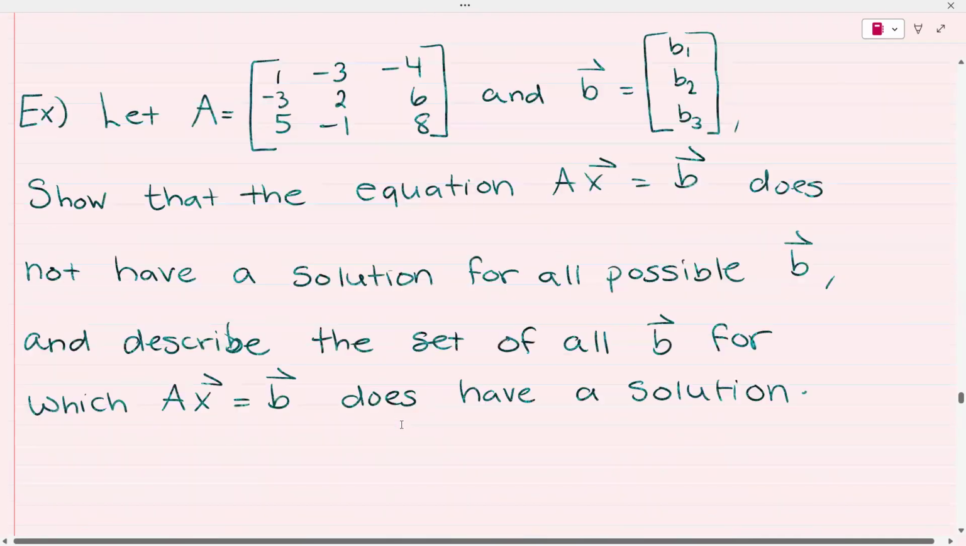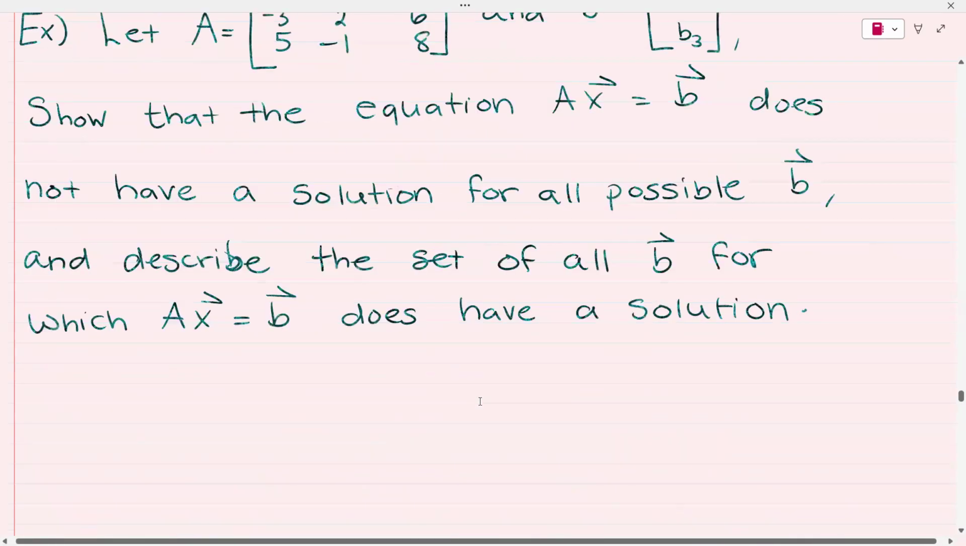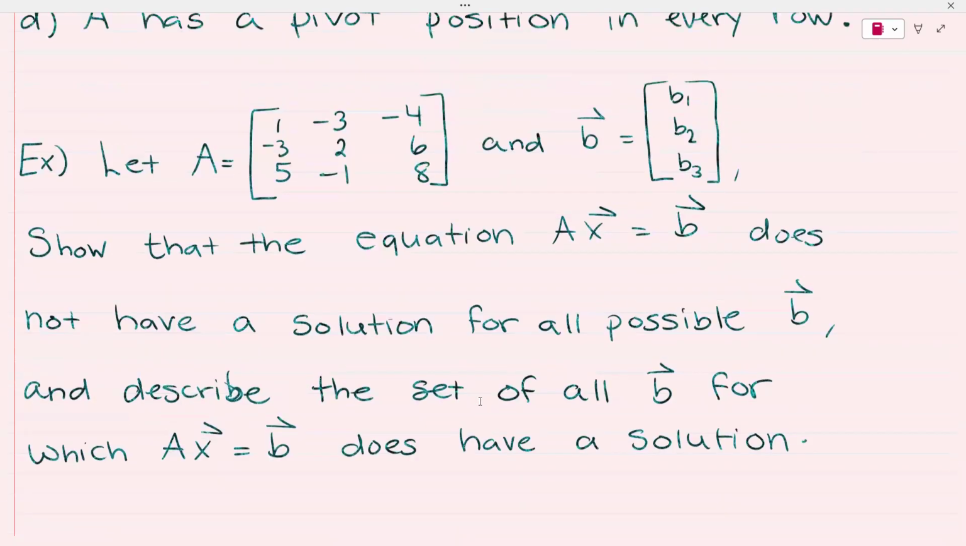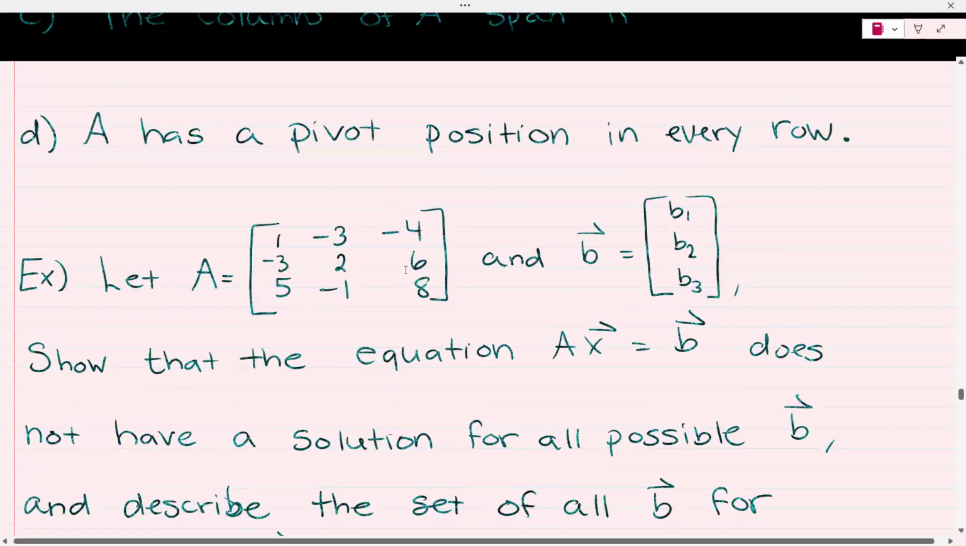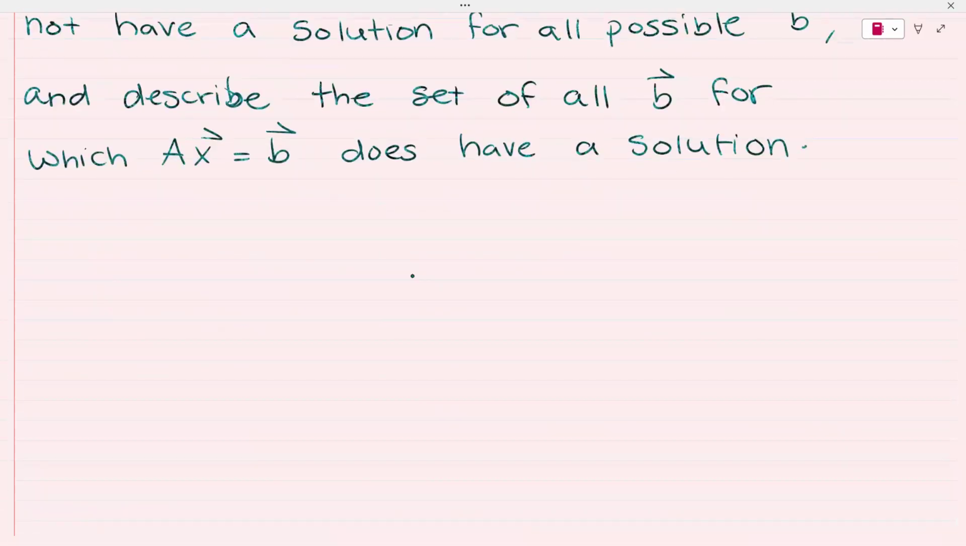So let's do an example. Vector A equals that and vector B equals that. Show that the equation A times vector x equals vector B does not have a solution for all possible vector B, and describe the set of all vector B for which A times vector x equals vector B does have a solution. So what do you have to do? You're going to have to put it in augmented form. So we have matrix A and matrix B, right? So what you're going to do is write it out like this.